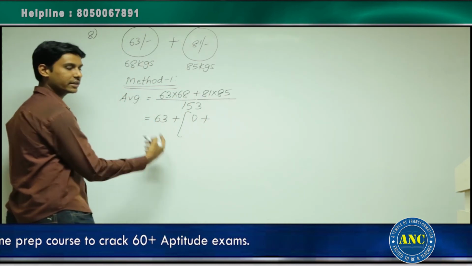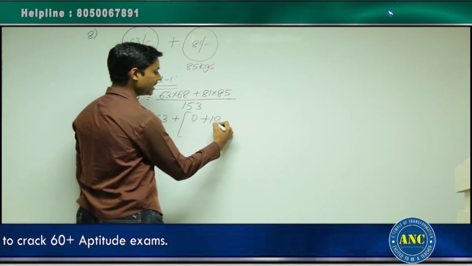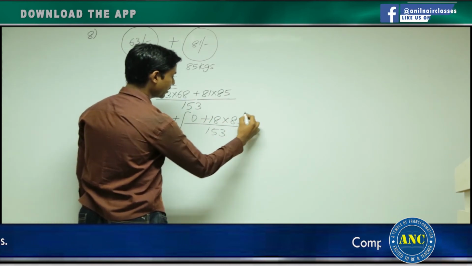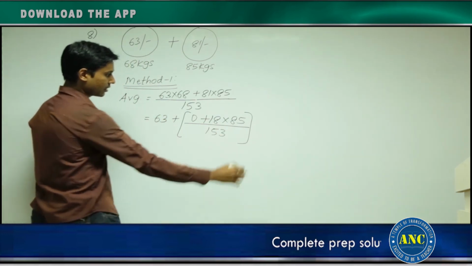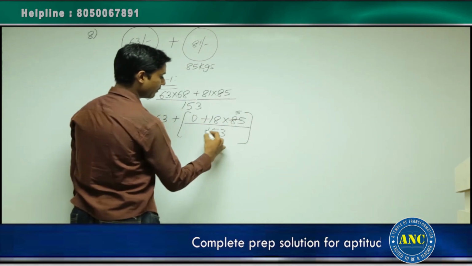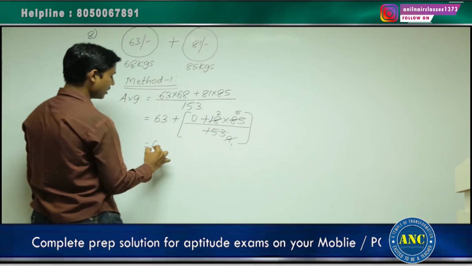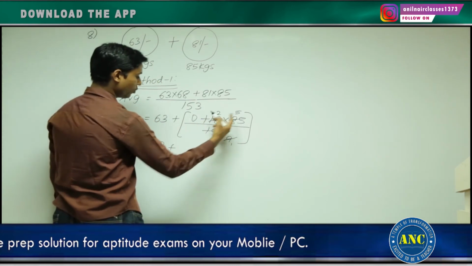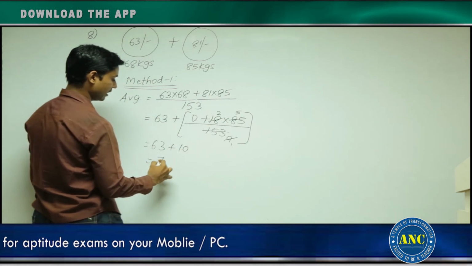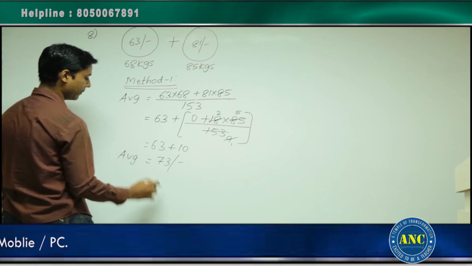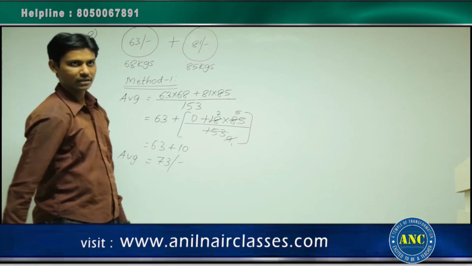81 and 63. What is the difference? 18. 18 into 85 divided by 153. Now if I simplify this, 17 into 5 is 85, 17 into 9 is 153. 9 into 1, 9 into 2. This is 63 plus 2 into 5, which is 10. 63 plus 10 is 73. The average cost price per kg of apples is 73 rupees. Right? Clear with this approach?